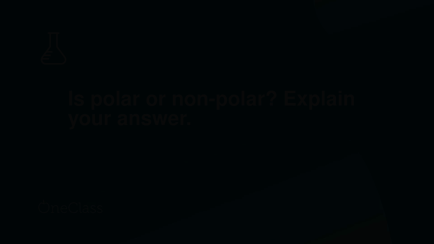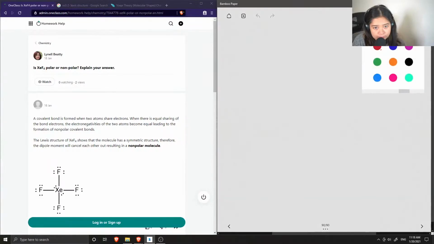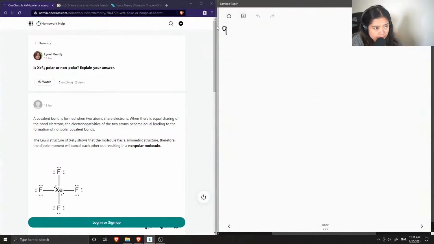Okay, so question number 9. Is xenon tetrafluoride polar or nonpolar? Explain your answer. Okay, so to find out whether or not a molecule is polar or nonpolar, we first need to draw out its Lewis structure.